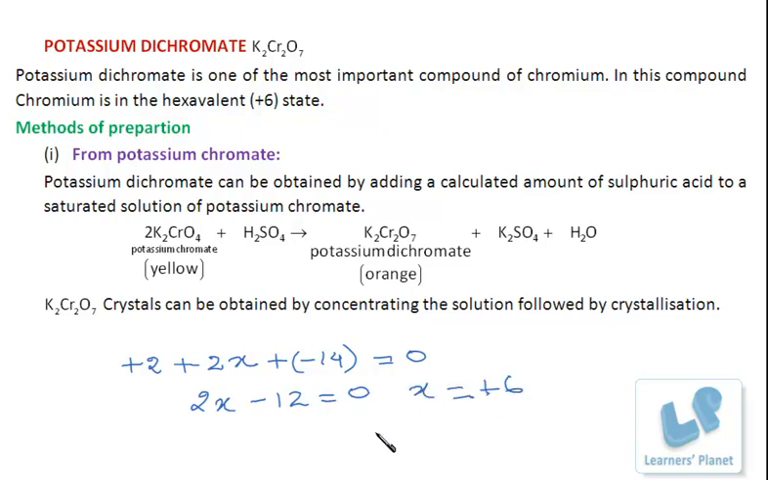So this is the highest oxidation state of chromium. Chromium shows +3 oxidation state also, and chromium +6 is the highest oxidation state. That is, all the electrons of the 4s and 3d orbitals are used in the formation of covalent bonds.